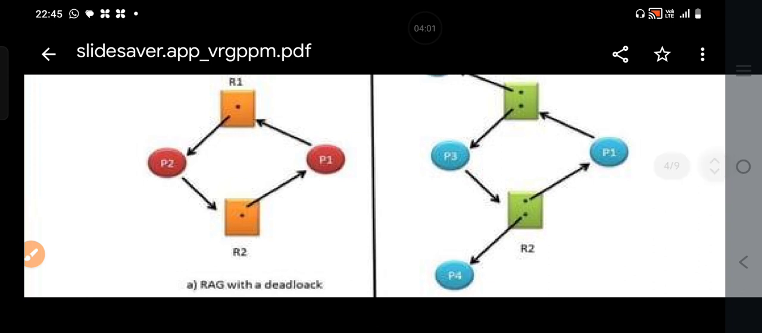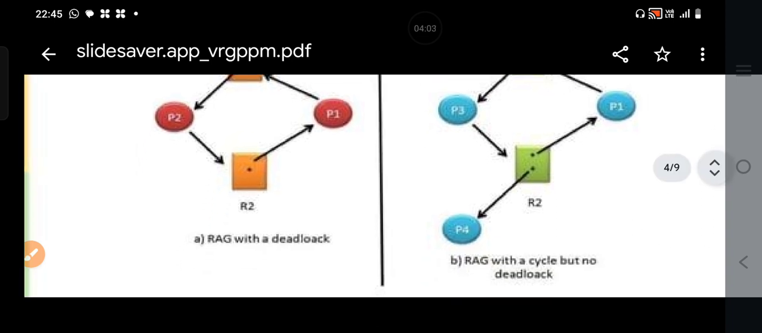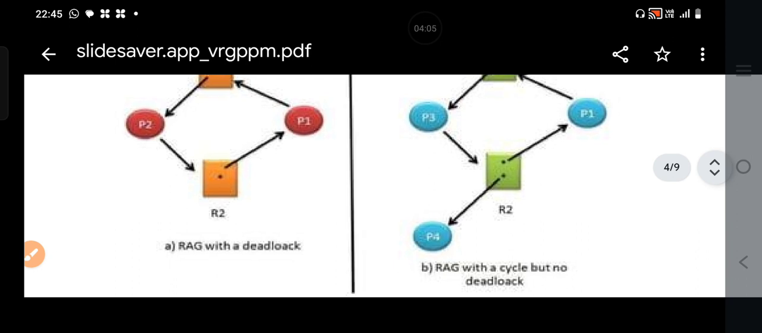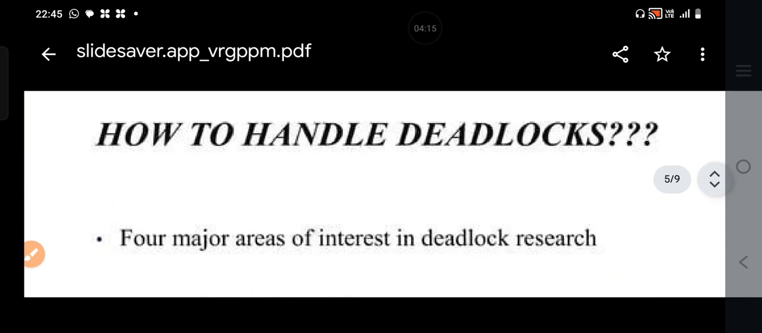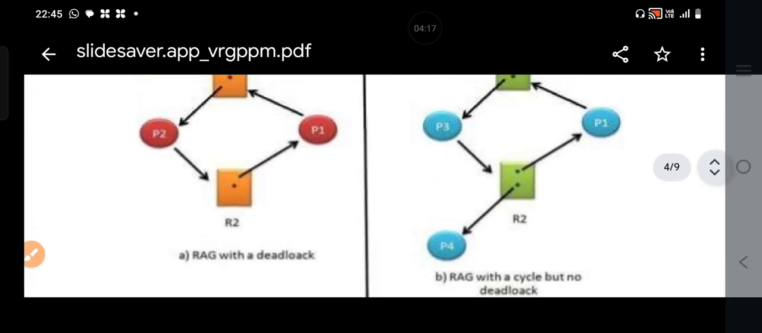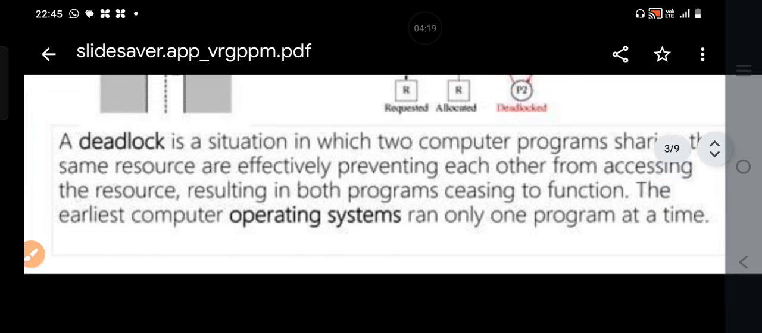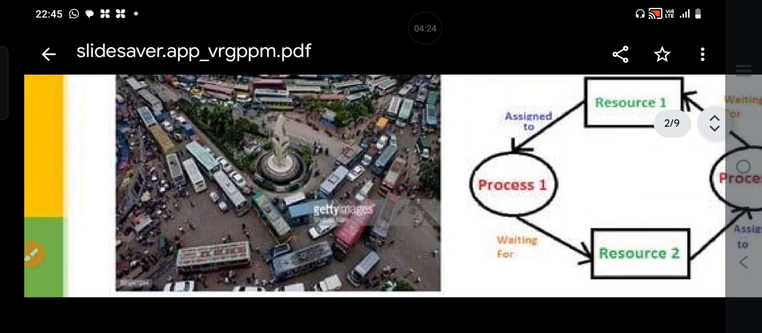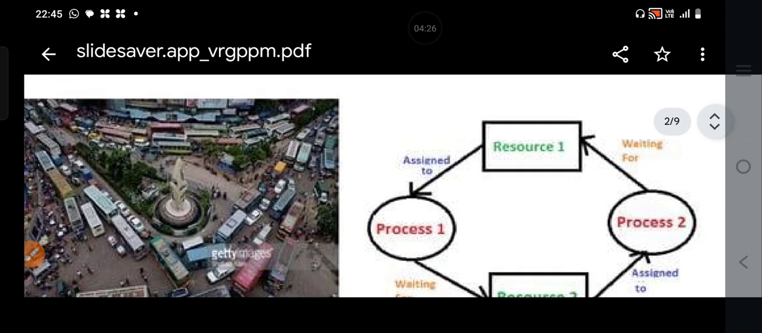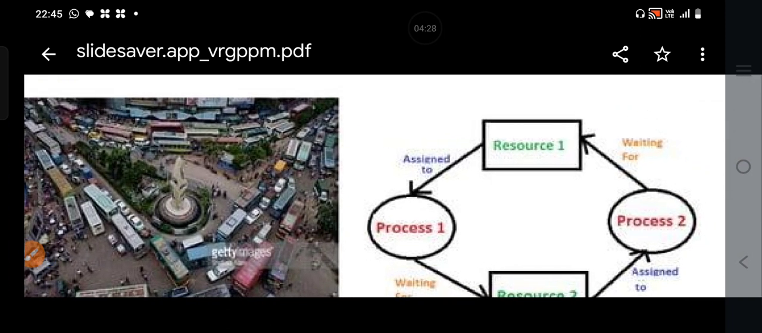And then circular wait. Circular wait means, as we already said, one process has already acquired resources and is waiting for other resources, so that is called circular wait. So these are the main concepts and definitions of deadlock. This is the overall view of the deadlock. Okay, thank you.